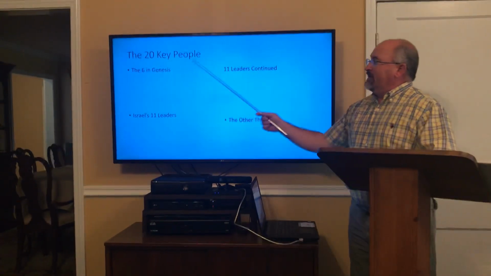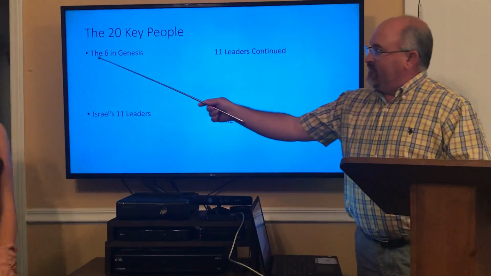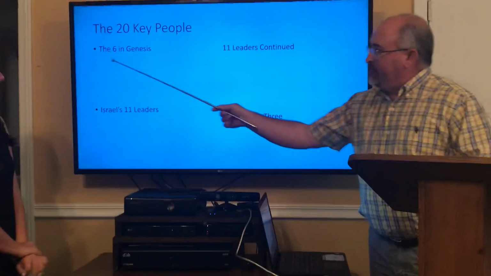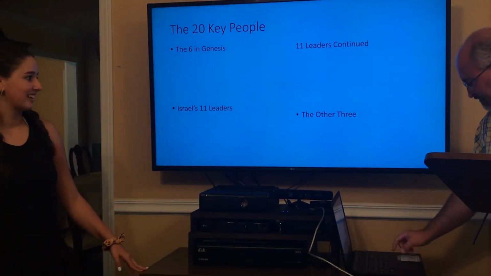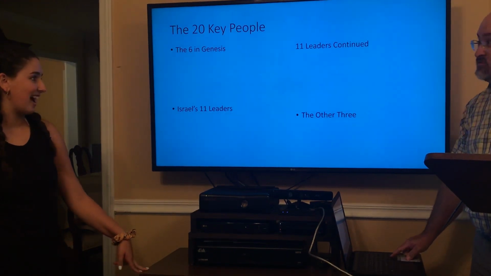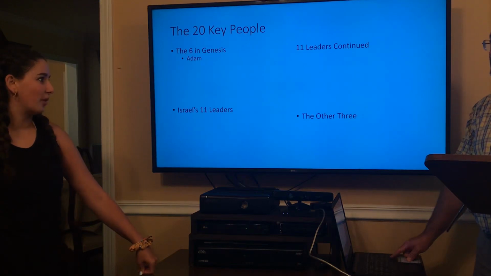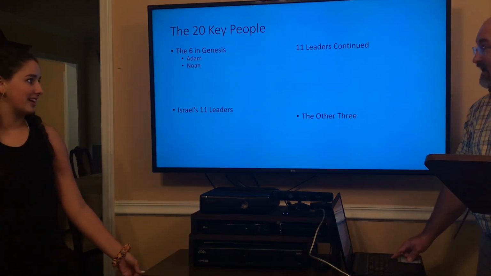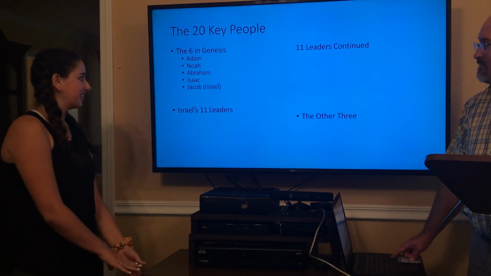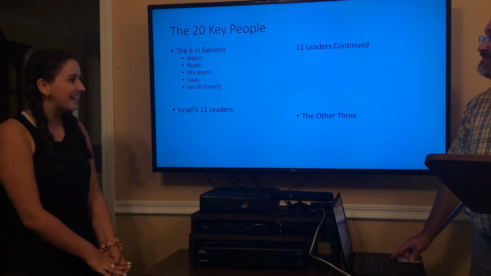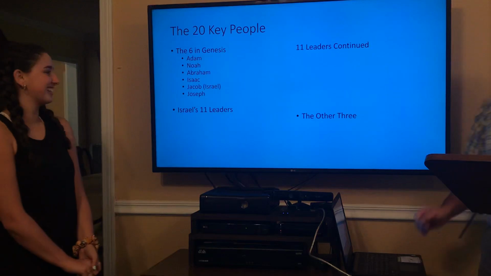Okay, when we're looking at the 20 key people of the Old Testament, we divide them up into sections. There are 6 key people in Genesis. What are the 6 key people in Genesis? First would be Adam. Then Noah. Very good. Then Abraham. Then Isaac. And Jacob. And Jacob's son, coat of many colors. Joseph. Very good. Awesome.